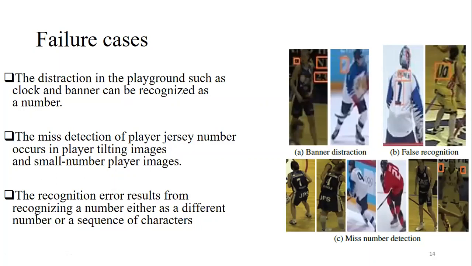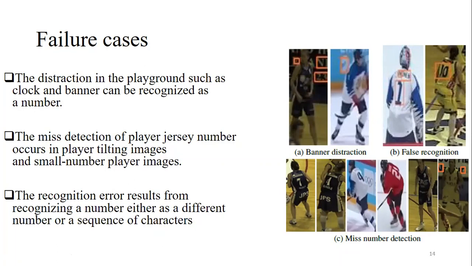The failure cases of our framework occur for three reasons. The first reason is the distractions in the playground, such as doors and banners, as shown in subfigure A. These distractions can be recognized as a number. As shown in subfigure A, the leftmost player image can be recognized with the jersey number 23, and this is a distraction, not a number printed on the player's shirt.